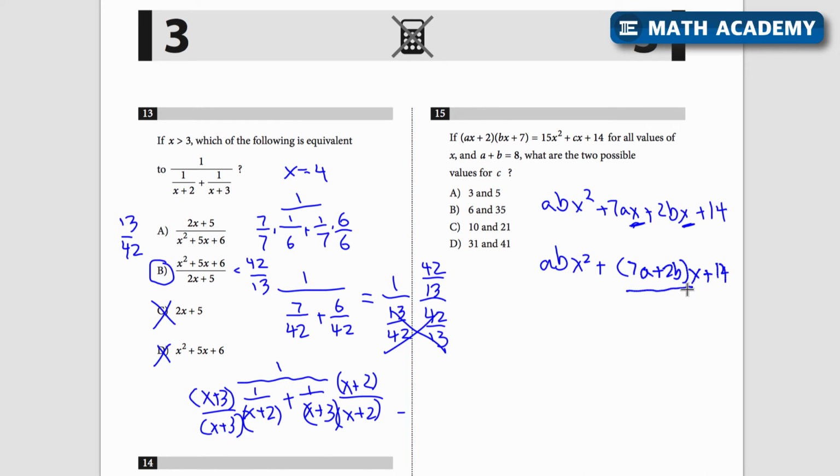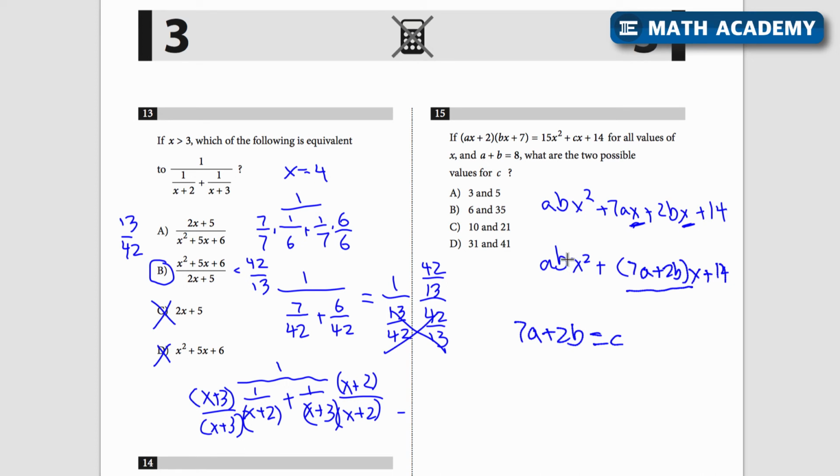So this is how many x's I have, which is the same as how many x's I have here, which is c. So I know that 7a plus 2b is equal to c. That's how many x's I have. All I need to do to figure out what c could be equal to is figure out what a and b are now. So that's my next goal.